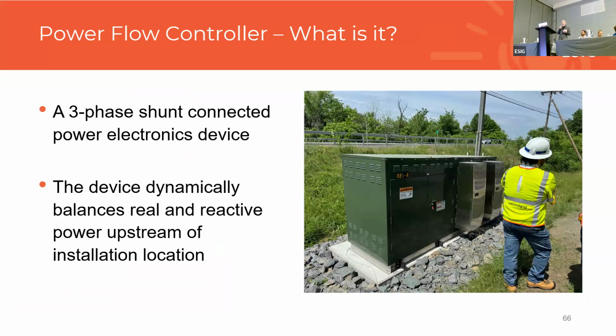So the power flow controller that we're going to be talking about is made by Switch Source. It is a 3-phase shunt connected power electronics device. And what it does is it dynamically balances real and reactive power upstream of the device because it is shunt connected. So downstream of the device, you will still see unbalanced power because the loads downstream of it are unbalanced. But it will sit there shunt connected, look at the imbalance in the system, balance at that point, and then the upstream system appears more balanced.